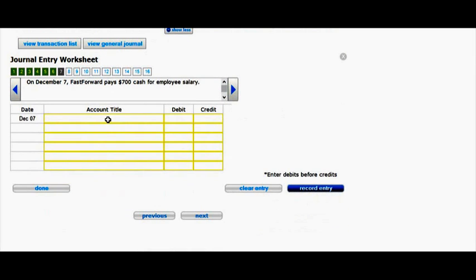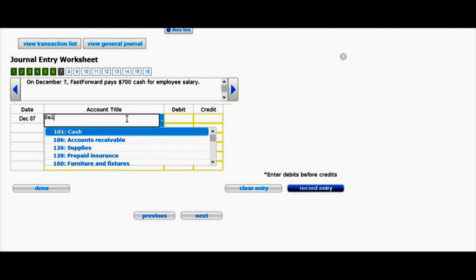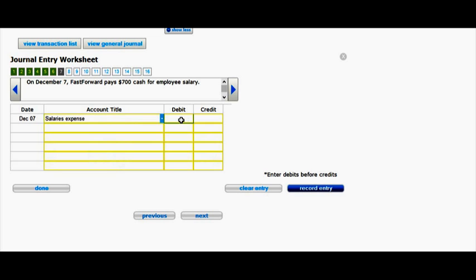On December 7th, Fast Forward pays cash for employee salary. So again, this is an expense. Salary expense. If you're not sure of what the account is, one of the good things about Connect is you can scroll until you find it. And credit cash $700 because they're paying it. Record the entry.